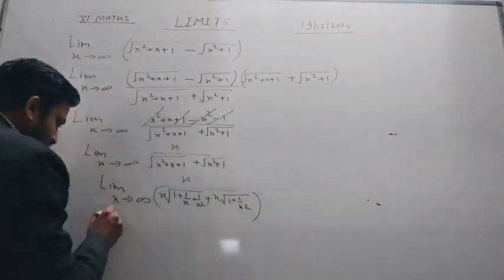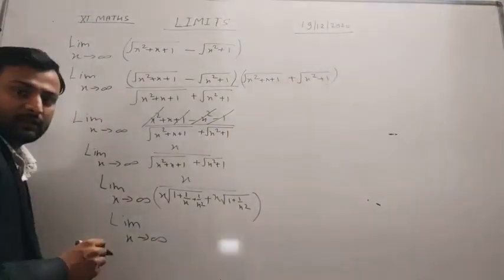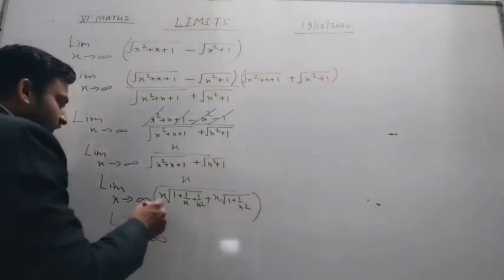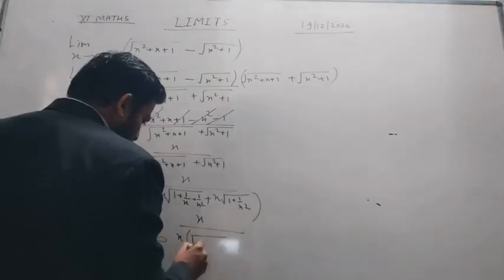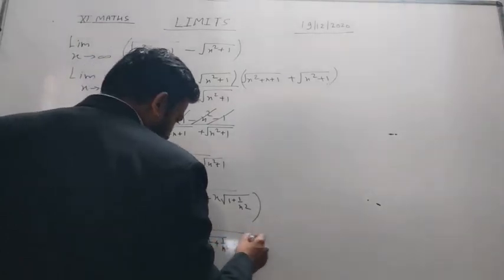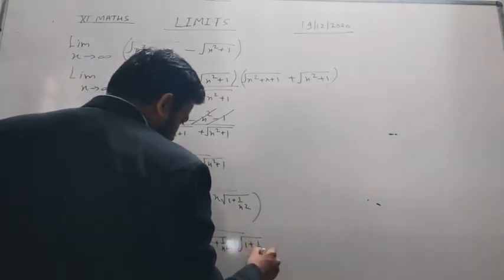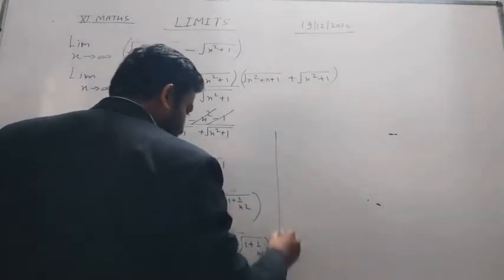Okay, students. So limit x tends to infinity, x, and taking x outside from the root, in numerator and denominator, 1 plus 1 by x plus 1 by x square plus under root 1 plus 1 by x square. This x is cancelled out. Okay, students.